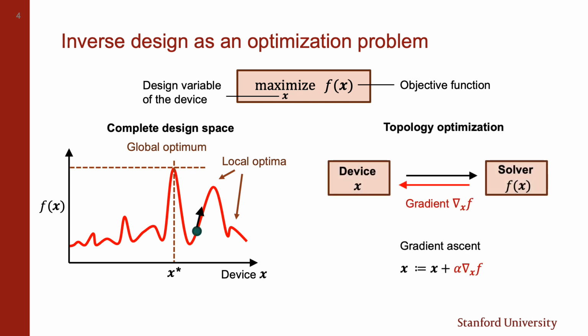A representative relationship between the objective function f and design variable x in the complete design space is shown here, which is usually non-convex. As you can see, there are several local optima, and x star is the global optimum. So the optimization objective is to find x star. Usually, we start with a random x in the design space, and use the solver to evaluate the function value and calculate the gradient. Then we update the design variable x iteratively using gradient descent or ascent until it converges. So it may end up with some local optima as we've seen previously. This method is usually named topology optimization in photonic design.